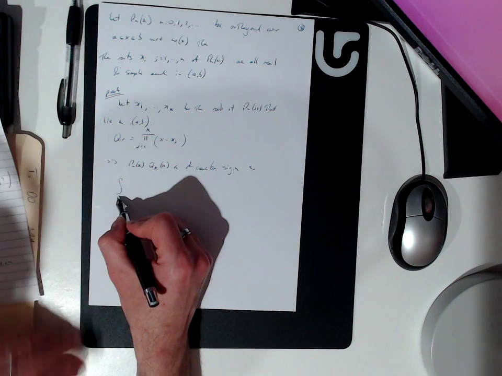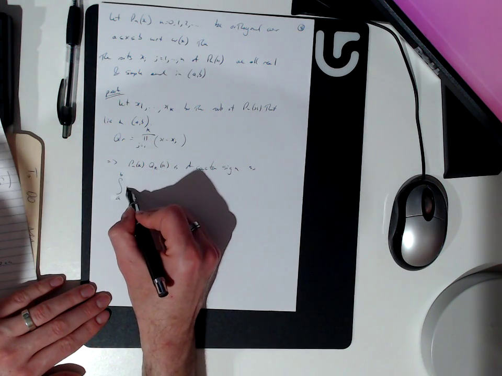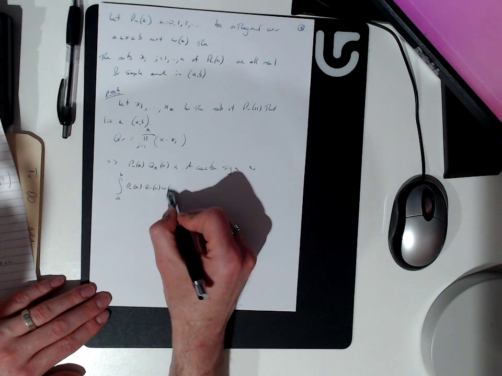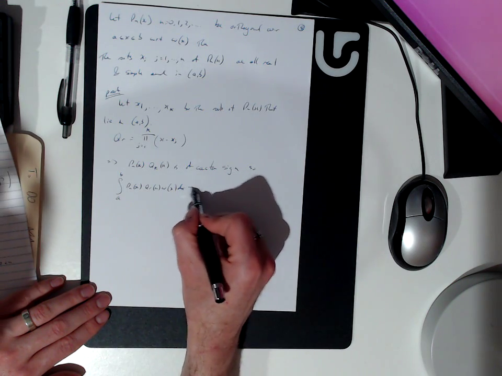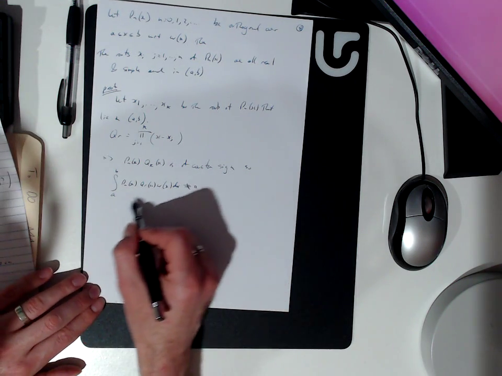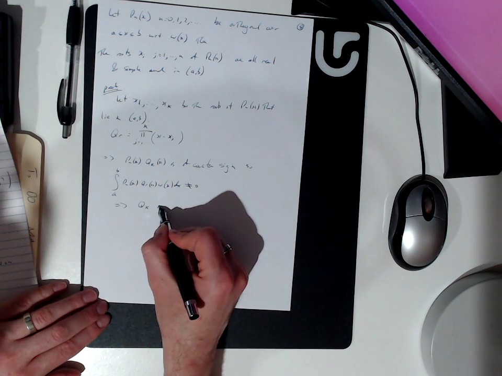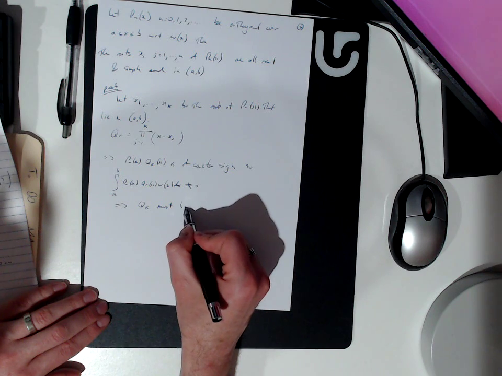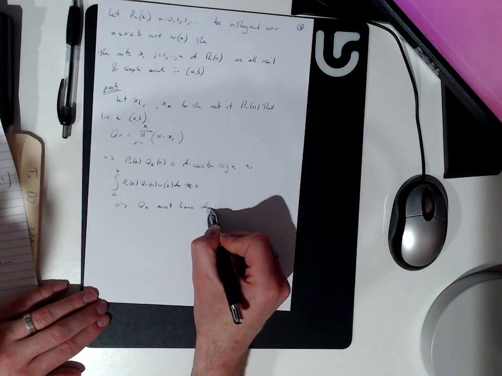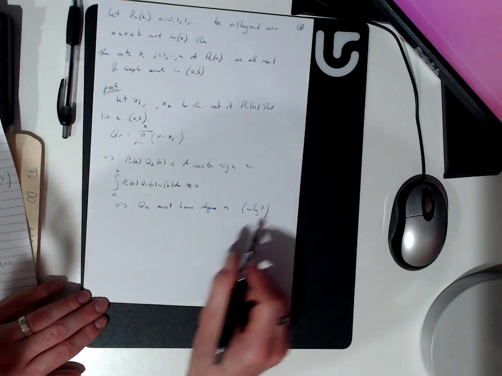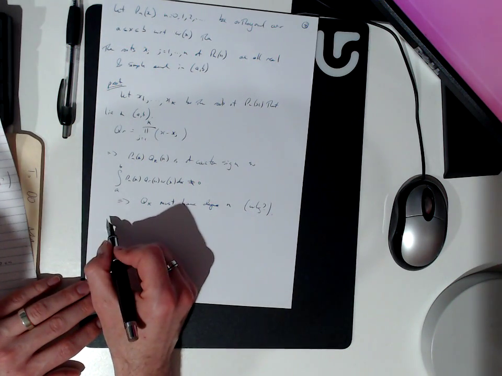So our inner product, which is just an integral, is not equal to 0. And that implies that Qk must have degree n. And you should think about why that is the case.